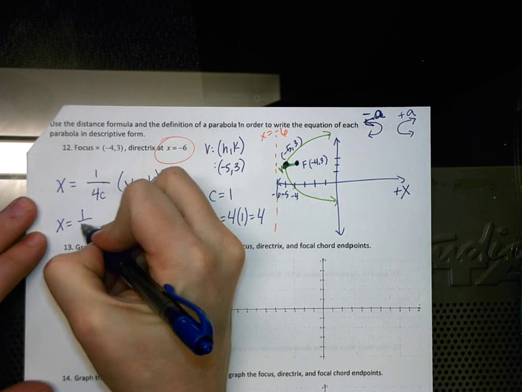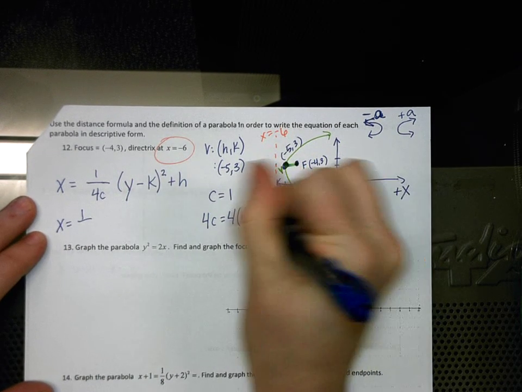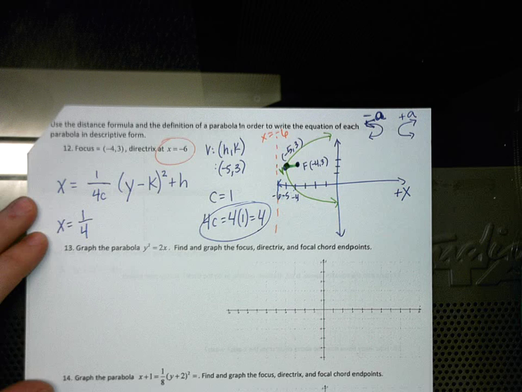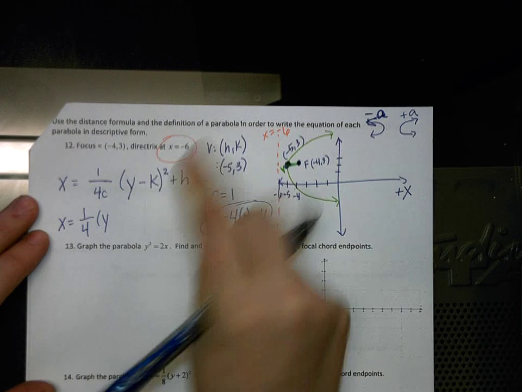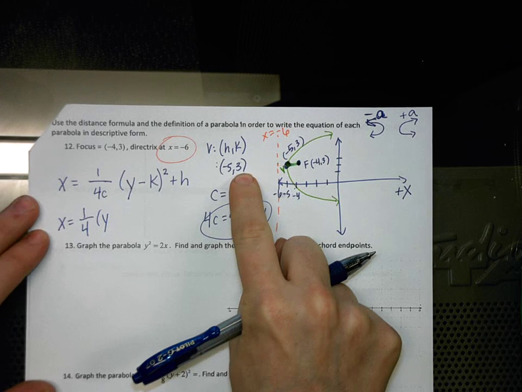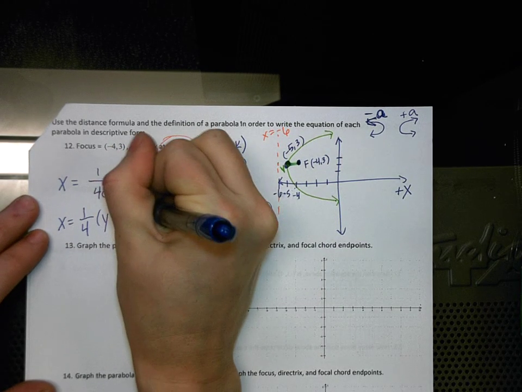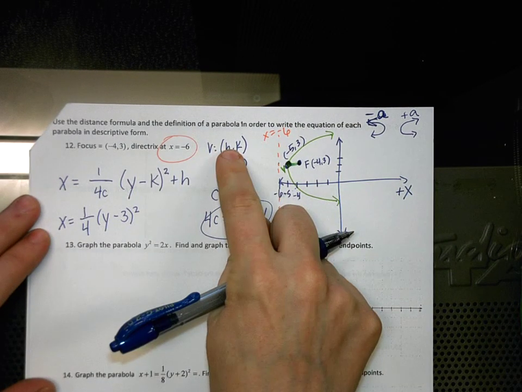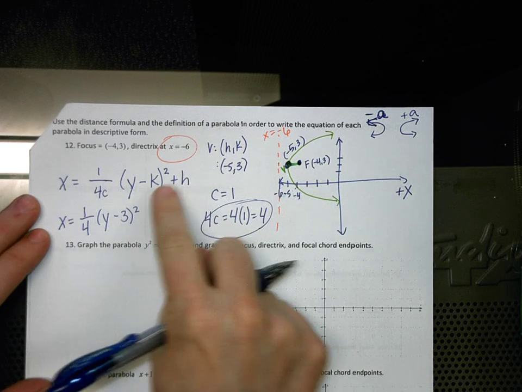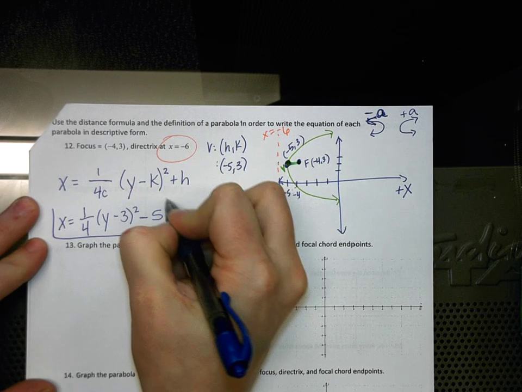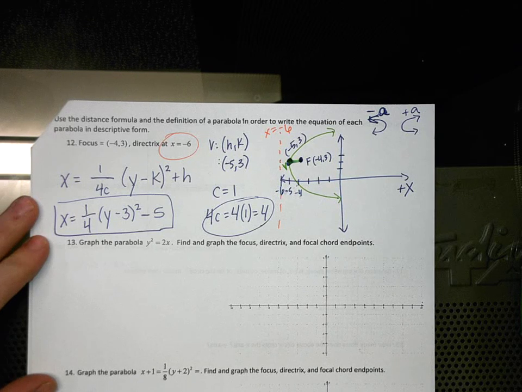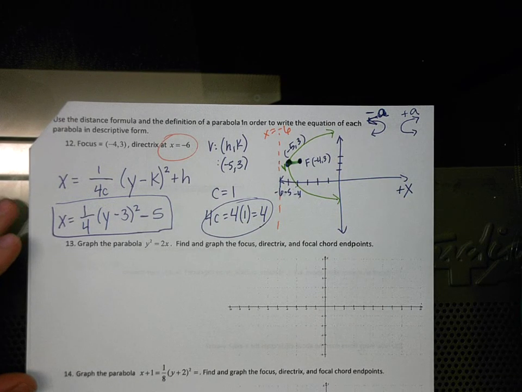We know that 4c equals 4, so we're going to put a 4 in instead of 4c. We know our k value is 3, so this should be y minus 3 squared. And our h value is -5, so when I add a -5, that's really the same as minus 5. So my equation is x equals 1/4 times y minus 3 squared minus 5.